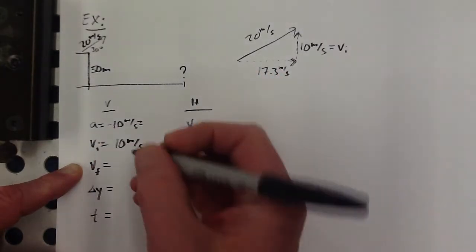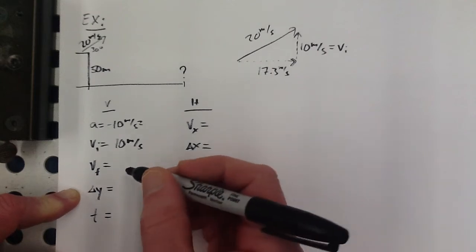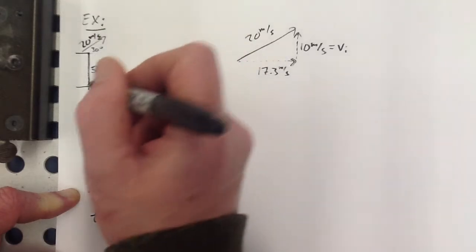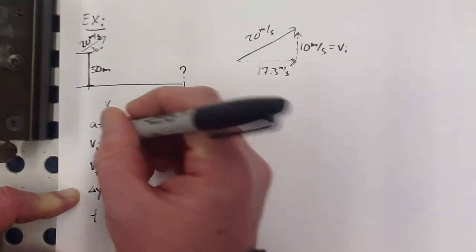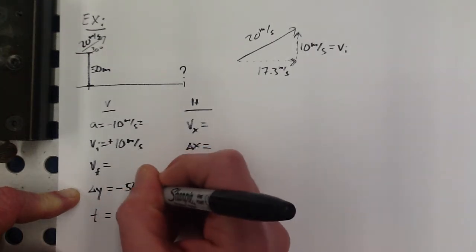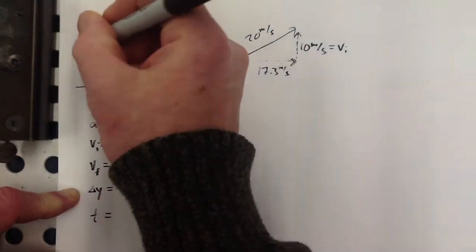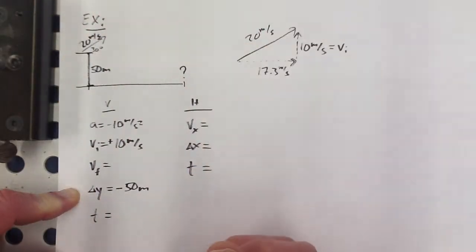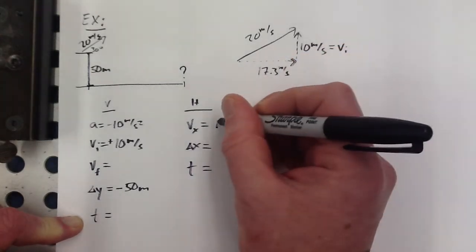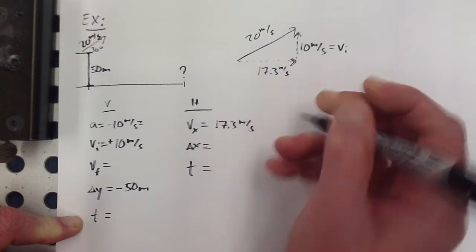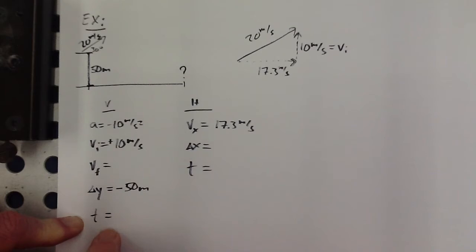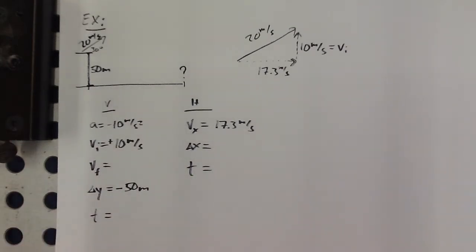Let's finish here. VF, I don't really care about that right now. Delta Y is going to go from here to here. If you're not careful about your signs, it's so easy to forget that needs to be negative. It's going from here down 50. Over here, my Vx is 17.3 meters per second. That is the constant horizontal velocity. And that's all I know over here, but I can find the time here and then bring it over here. So that is what we're going to do.